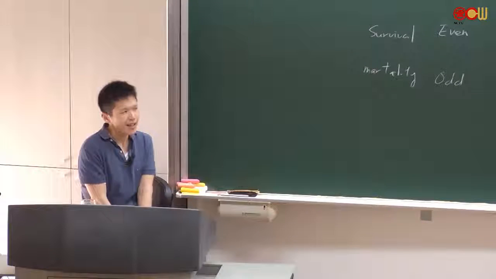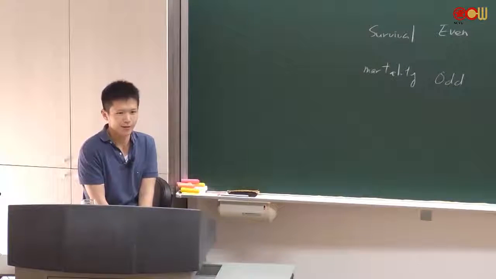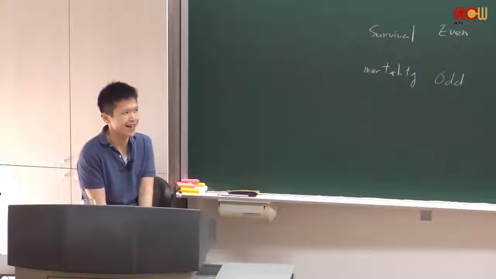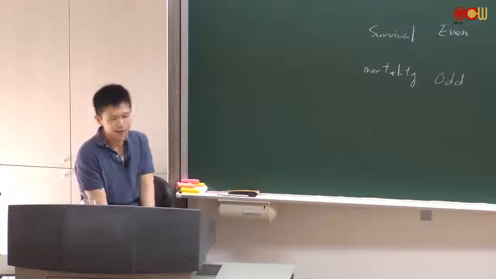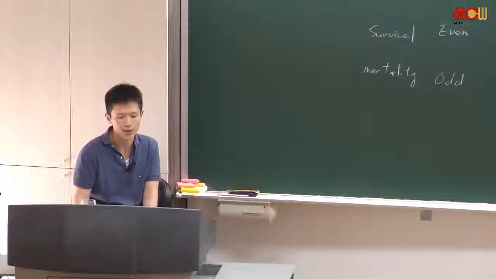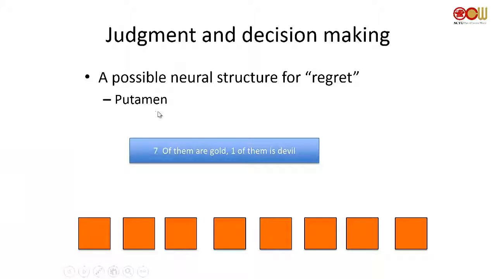Is there any physiological basis or neural structure that is related to regret? There seems to be one. This area is called the putamen. How do we know that the putamen is related to regret? This is the task they used in this research. The research participants had to play a game. There are 8 cards in front of the subjects, and 7 of them are gold. 1 of them is a devil. If you flip a card and get a gold, then you'll get some money.